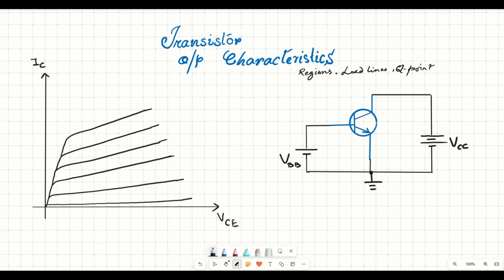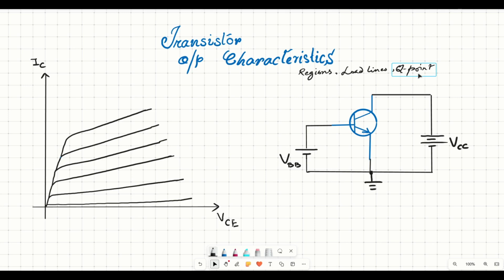Welcome back, listeners. In this video we'll study transistor output characteristics, what the curves tell us, how to choose the operating point, and why the cutoff, active and saturation regions matter for amplifiers and switches. Transistor output characteristics, regions, load line and Q point will be the points of our discussion today.